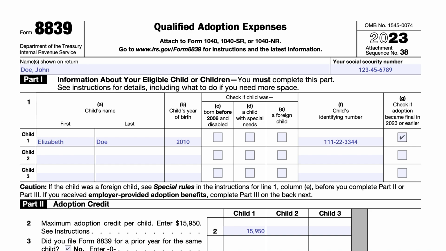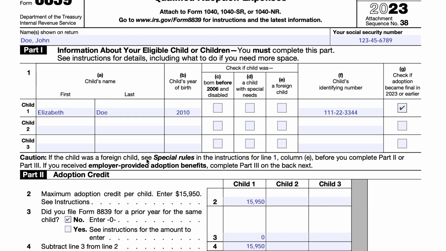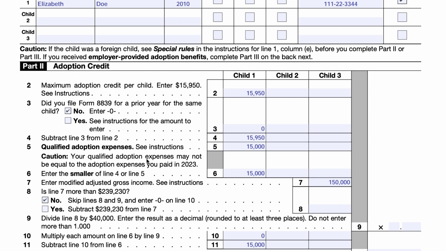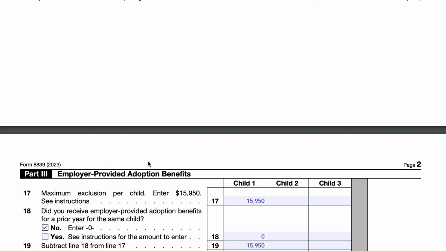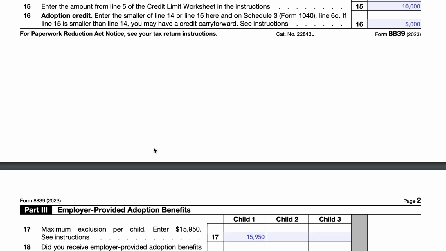There are three parts to this tax form. Part one is listing the information about your eligible child or children. Regardless of which benefit you choose, everyone has to complete part one. Part two will calculate the adoption credit related to each child listed in part one. And then in part three, we'll talk about employer provided adoption benefits and how you can calculate how much of those benefits are excluded from income and how much are considered taxable.